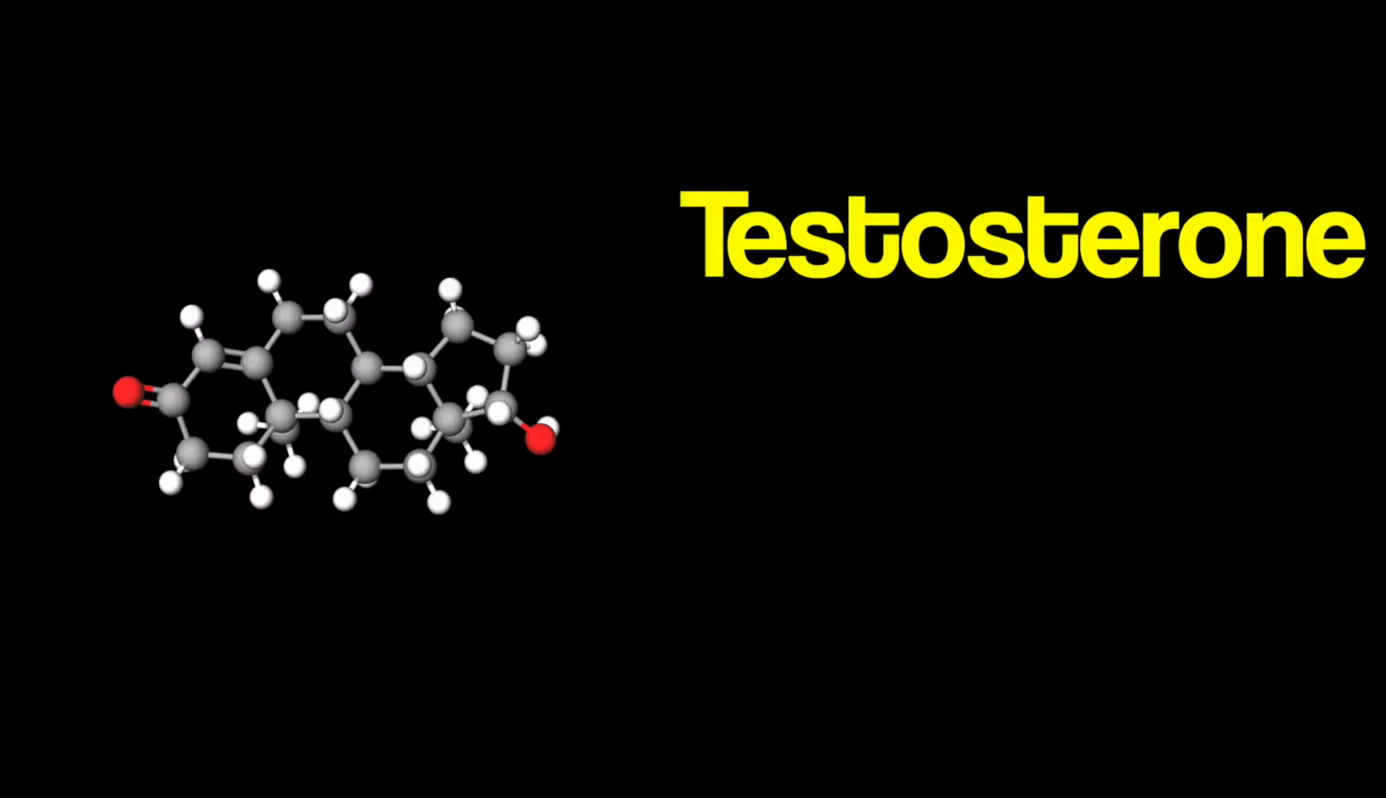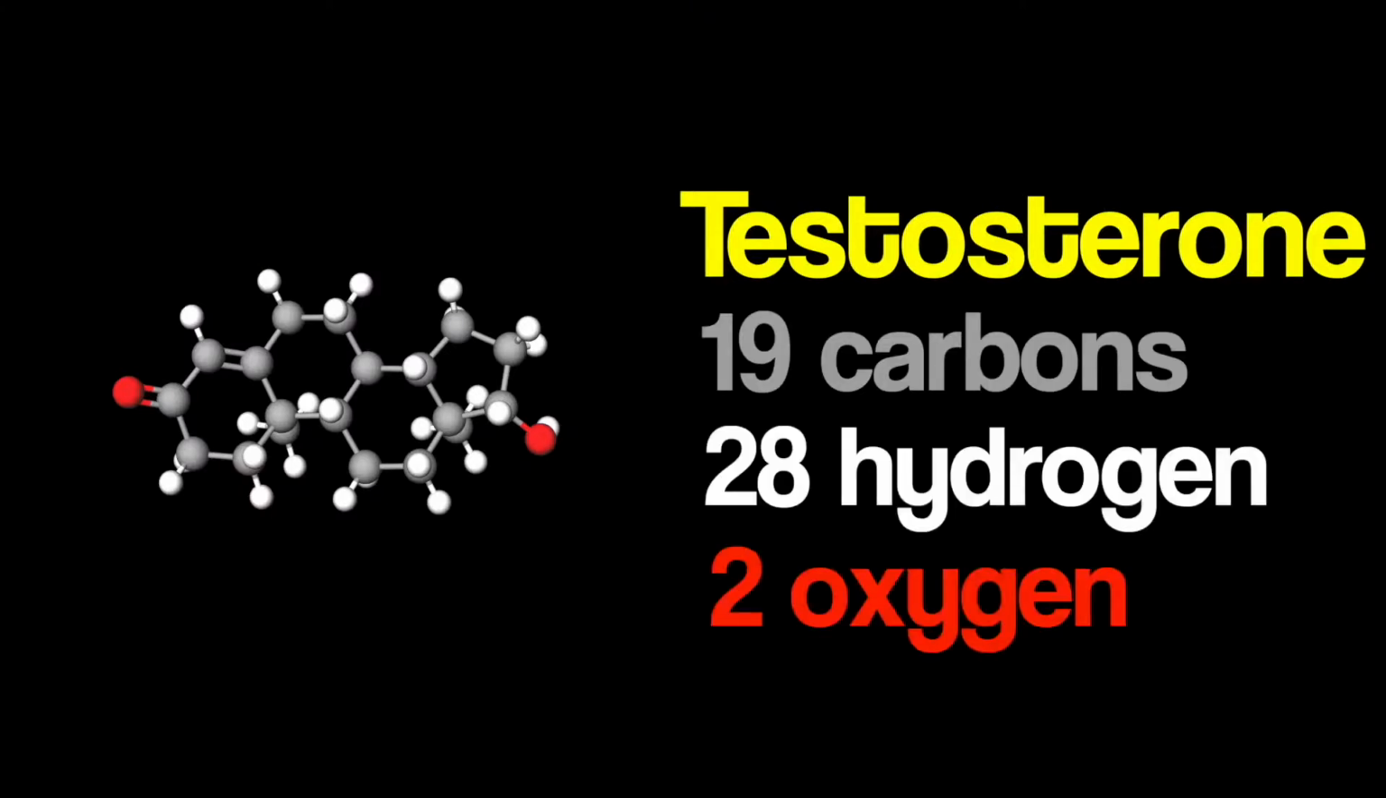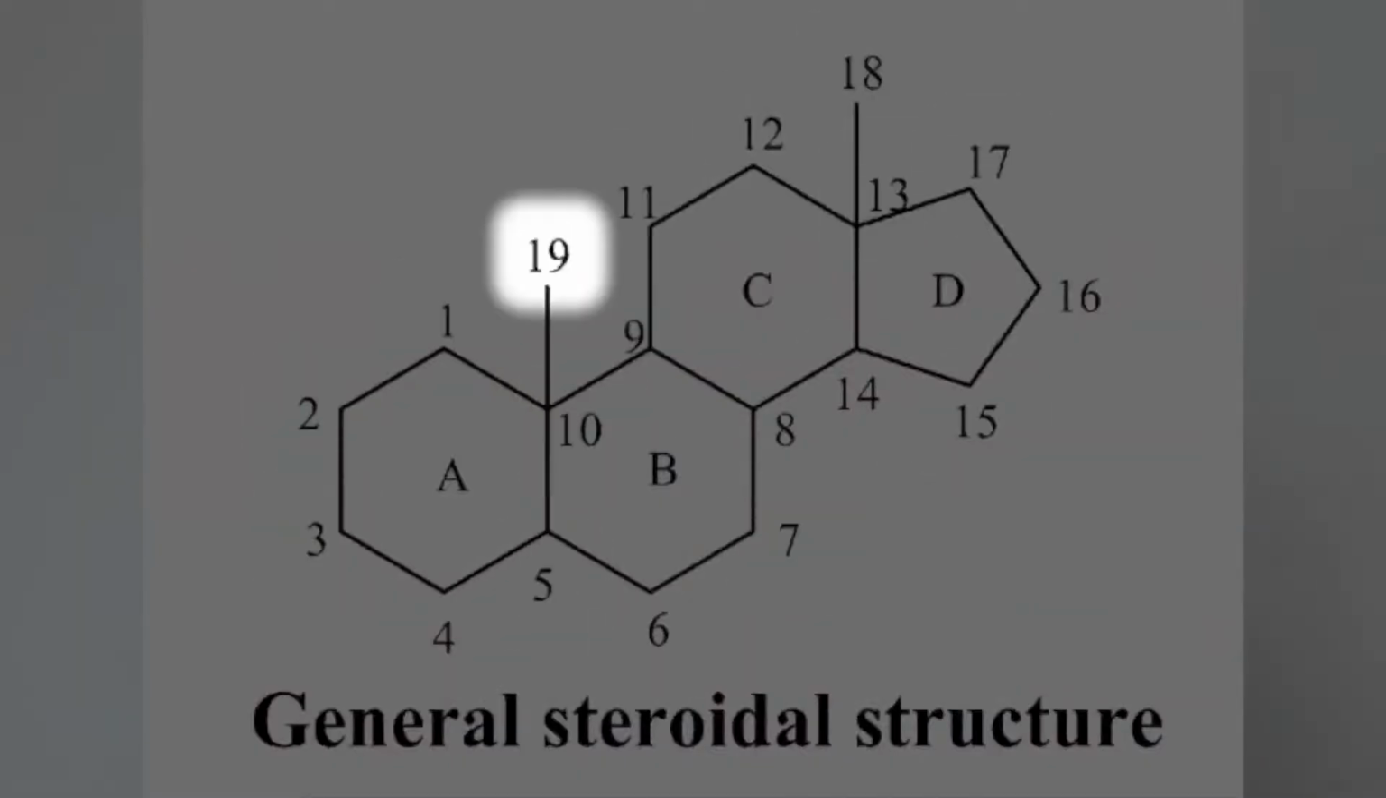And in total, testosterone has 19 carbons, 28 hydrogen atoms, and 2 oxygen atoms, with each carbon atom being named 1 to 19 according to its position on the ring. So keep these positions in mind when we start to manipulate these.